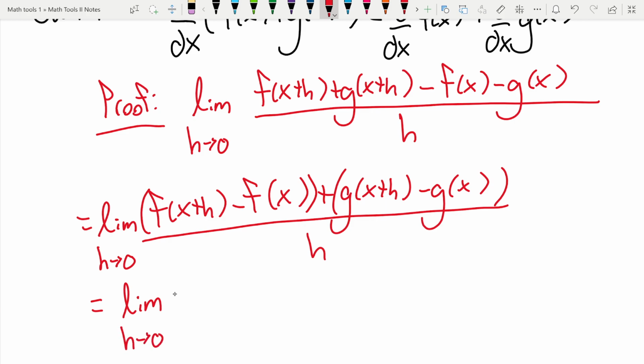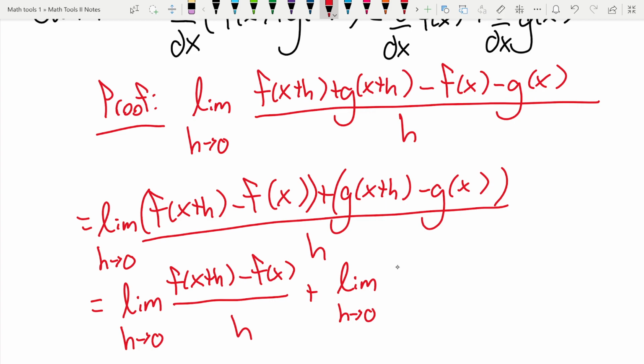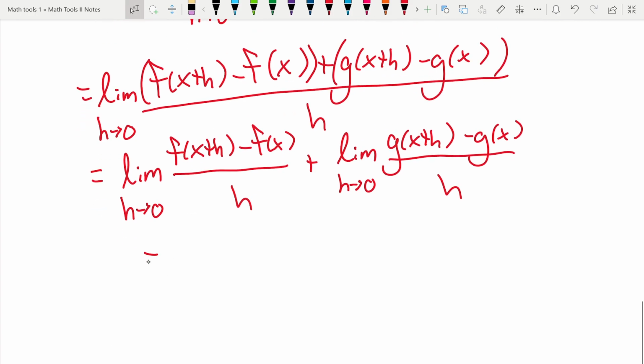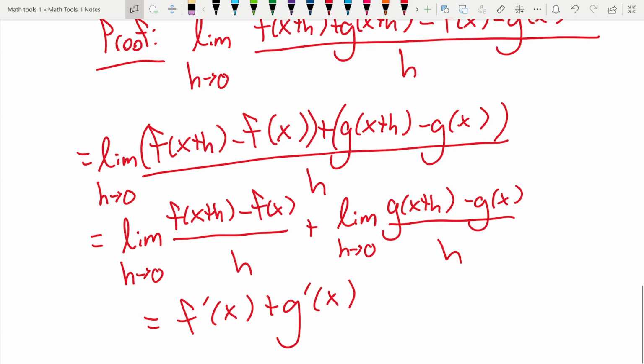And then we can break up the limit with them also. So this is f of x plus h minus f of x over h plus the limit as h approaches 0 of g of x plus h minus g of x all over h. And then the left one here is just the derivative of f of x, and the right one here is the derivative of g of x. Okay. So we have shown that the derivative of the sum is the sum of the derivatives. Okay.